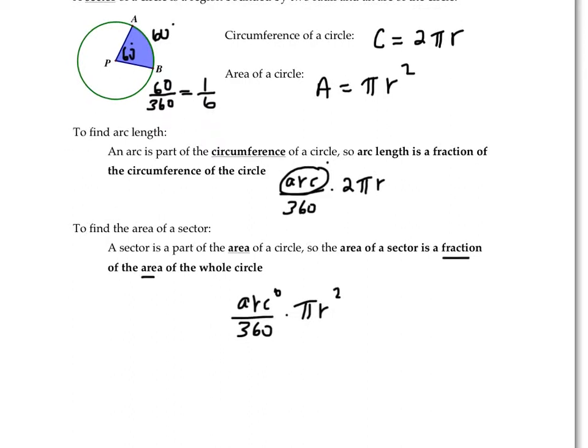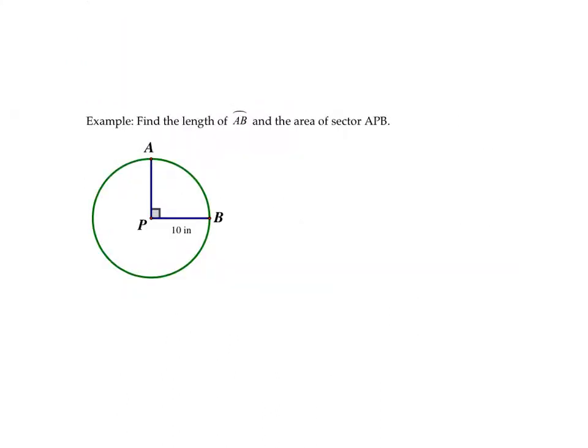So in our first example, it says find the length of arc AB and the area of sector APB. So just going to shade that in a little bit. We're asked to find the area of the sector, and we also want to find the length of this arc right here, what I'm highlighting in red. All right, we're going to do the arc length first.